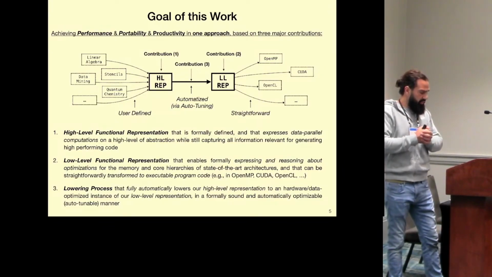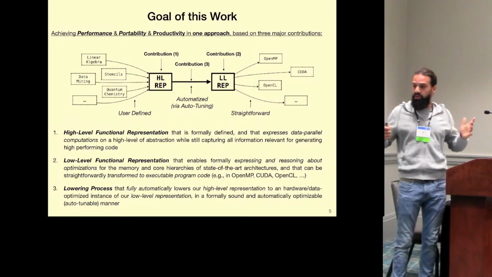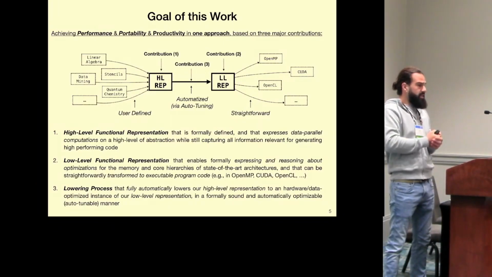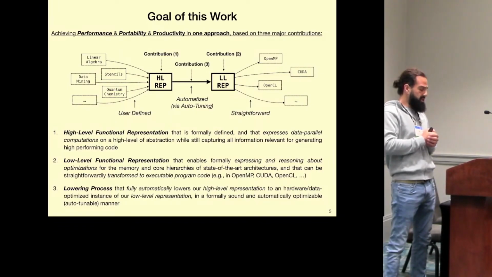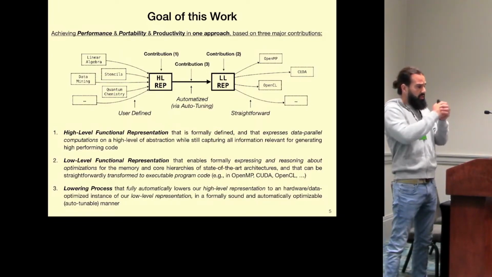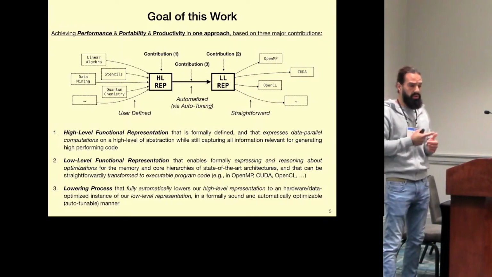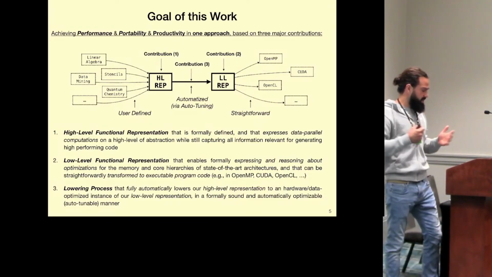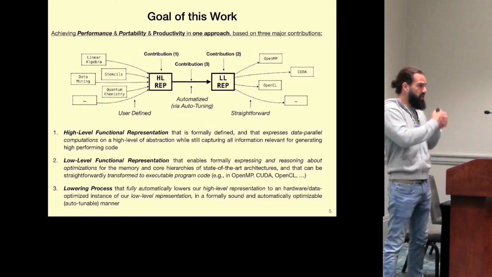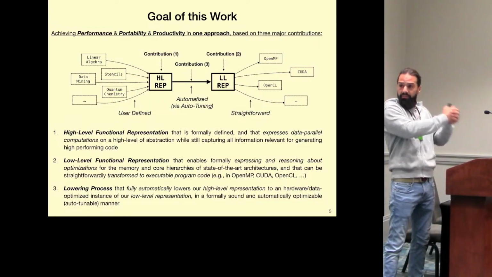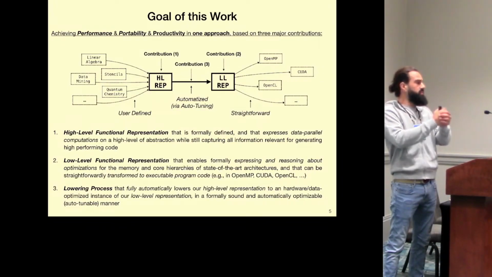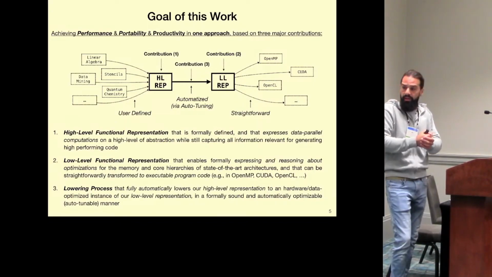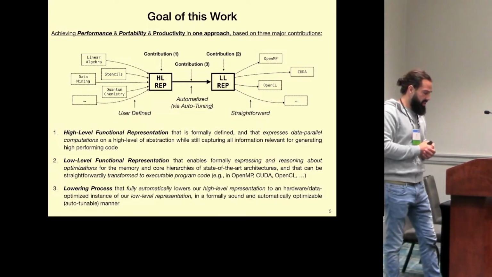Second, we introduce a low-level functional representation, again fully formally defined, that enables explicitly expressing and reasoning about optimizations for the memory and core hierarchies of architectures, and that can be straightforwardly transformed to executable program code, for example in OpenCL, CUDA, or OpenMP. Last but not least, we also introduce a lowering process that fully automatically lowers an instance of our high-level functional representation to an optimized variant of our low-level functional representation. Optimized means for the particular hardware characteristics and also for the data characteristics.